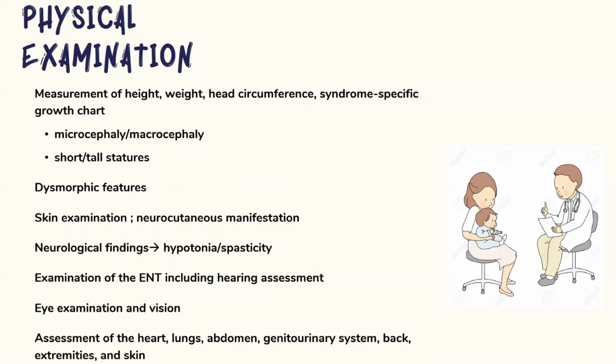Skin examination, as it might show a neurocutaneous manifestation like neurofibromatosis. We also examine the ENT, including hearing assessment, which might explain why the child is not responsive. And we can also do eye examination and vision. And lastly, to assess the heart, lung, abdomen and genitourinary system, as they usually coexist with other syndromes, especially Down syndrome. All right, so next.